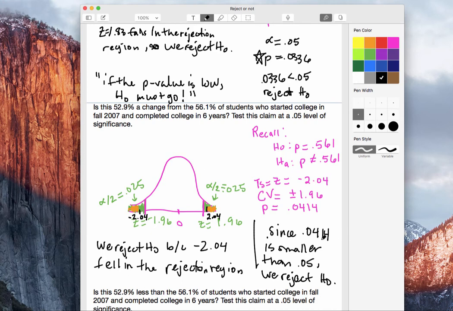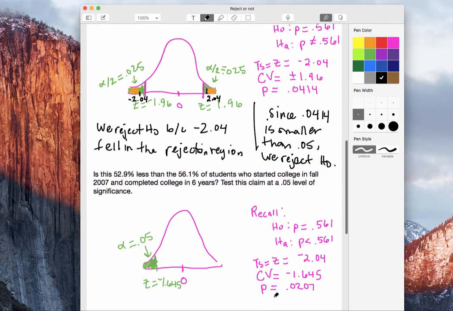So again, don't do both of these when you're doing a hypothesis test. I'm doing both because I'm trying to show you how they are so similar to one another and just to teach you, but in practice you'll only do one of these.